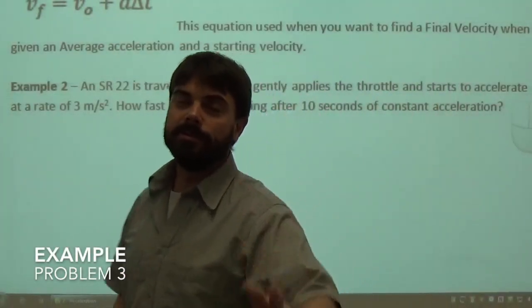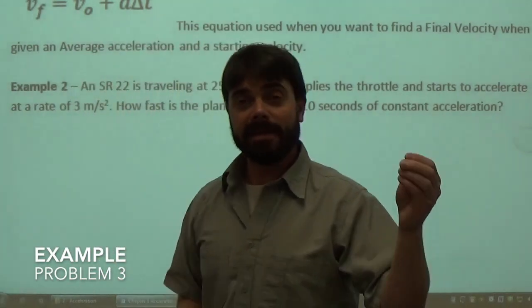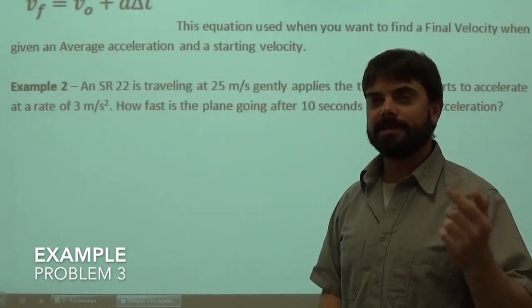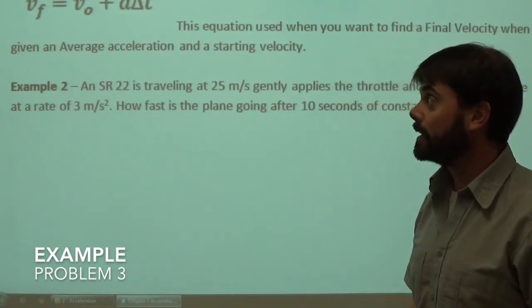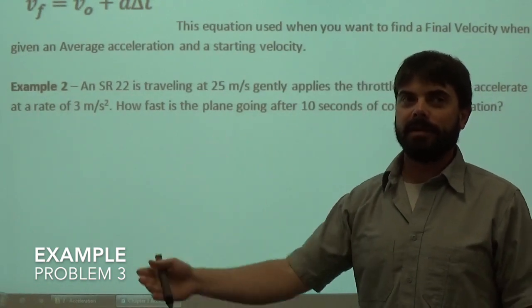For example number 2, you are trying to calculate the final velocity of an object that has an initial velocity that is not 0, and it's going to accelerate for a given amount of time, but they want you to figure out how fast it's going afterward. So we're using the same variables, however, now you are trying to find the final velocity.